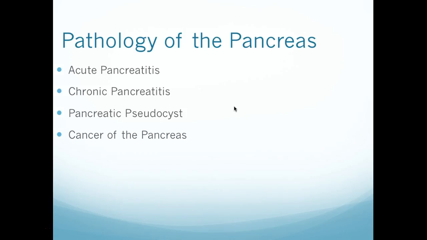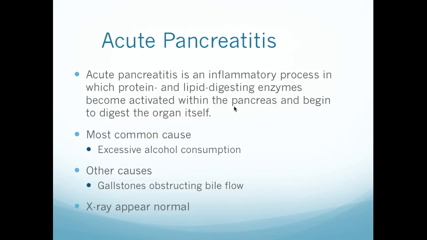Now we're going to cover the pancreas. We have acute pancreatitis, chronic pancreatitis, pancreatic pseudocyst, and cancer of the pancreas. So with acute pancreatitis, it's an inflammatory process in which protein and lipid digestion enzymes become activated within the pancreas and begin to digest the organ itself, which is crazy.